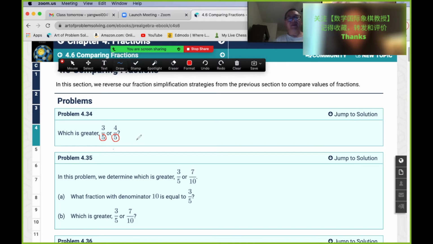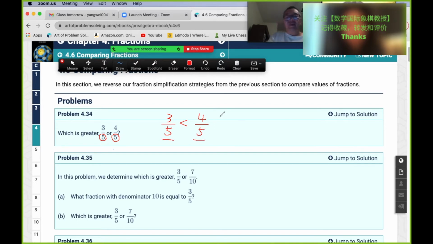But here, let's see what is the simplest way. These two fractions have the same denominator, 5. When the denominator is the same, to compare which one is greater, you can just use their numerators. The fraction with the greater numerator will be greater if they're all positive. 3 is less than 4, so therefore 3 over 5 is less than 4 over 5, because these two fractions have the same denominator.